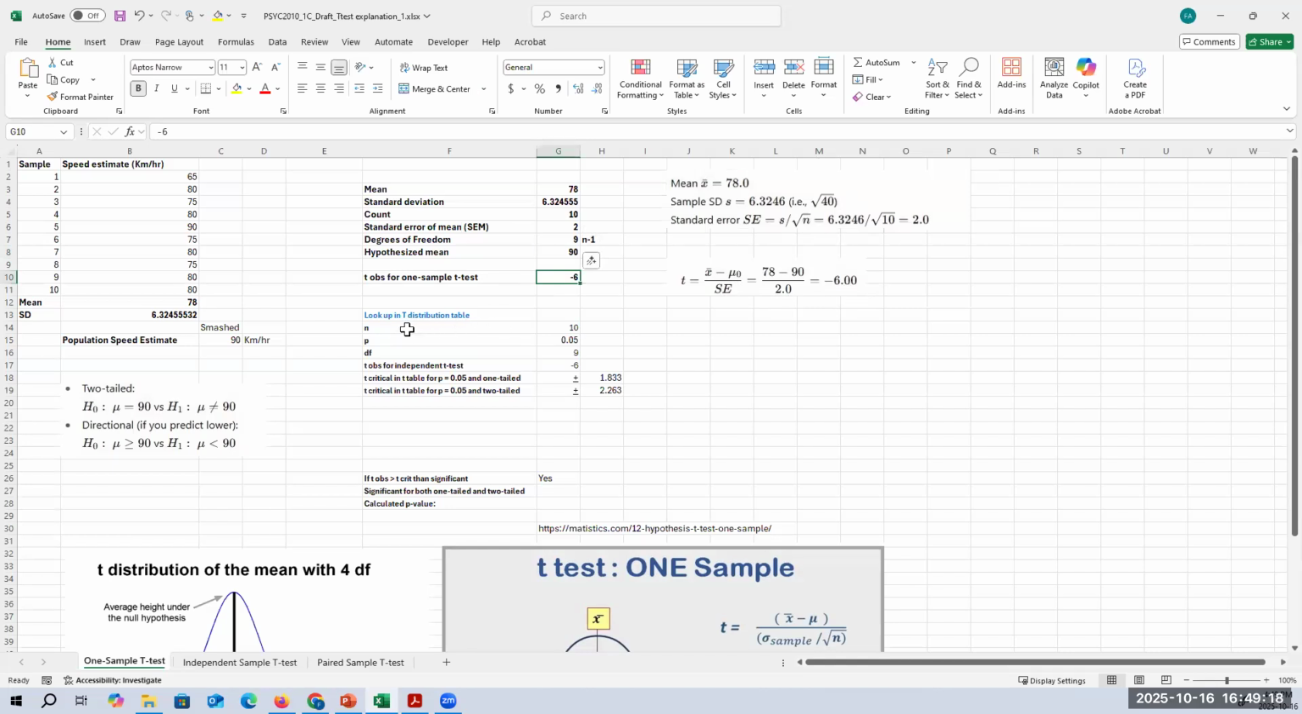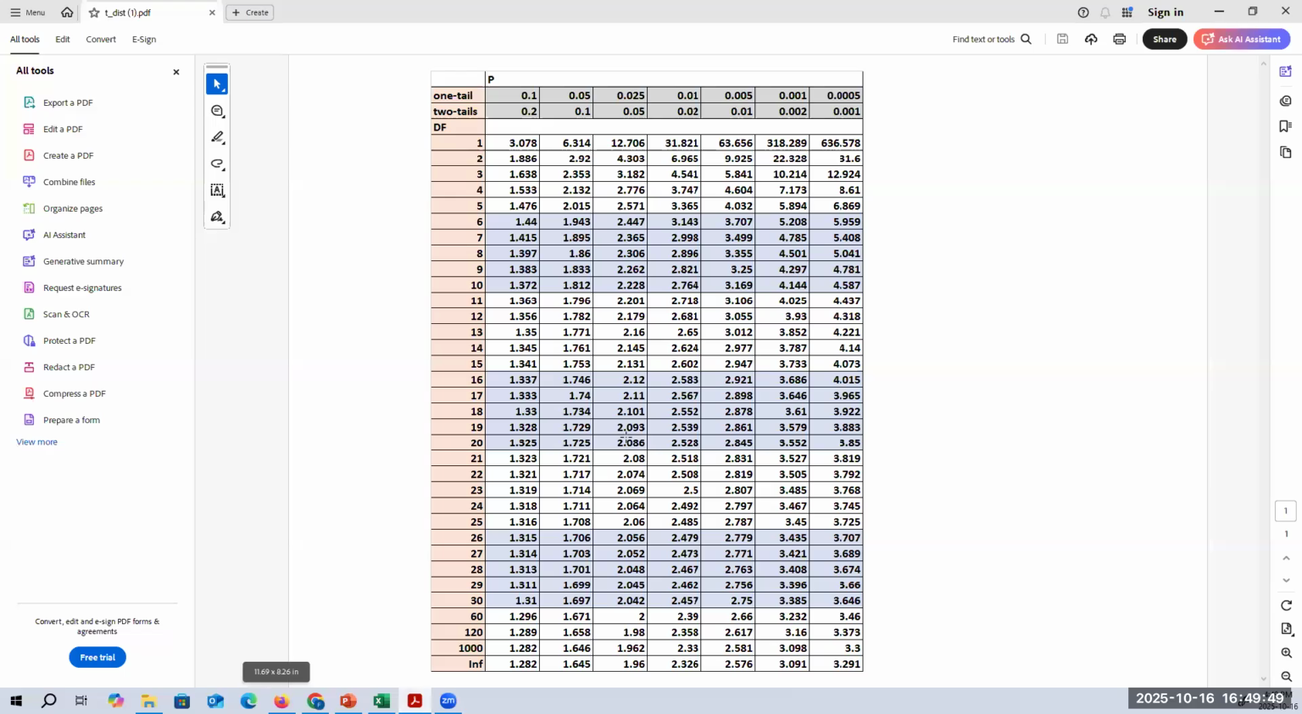Now to look in the t-distribution table, we have to look for n 10, and our p-value we are setting as threshold 0.05. 9 df is the degrees of freedom, and then actually, sorry, this should be one sample t-test. One sample t-test, and we have it at -6, and then the t-critical, and so this is taken from the table. So here I'll show you our value here.